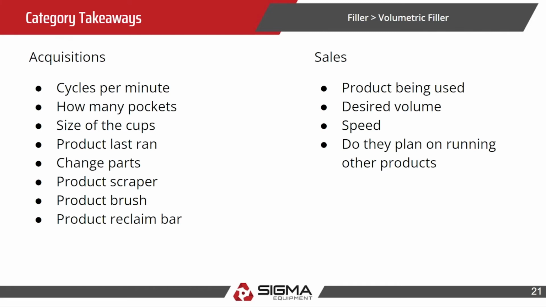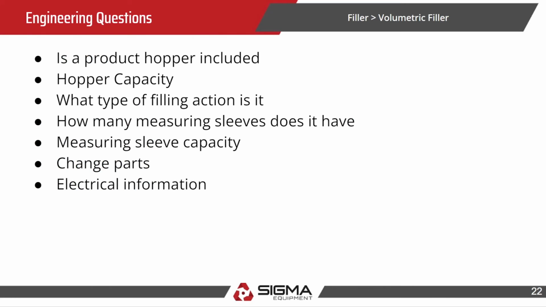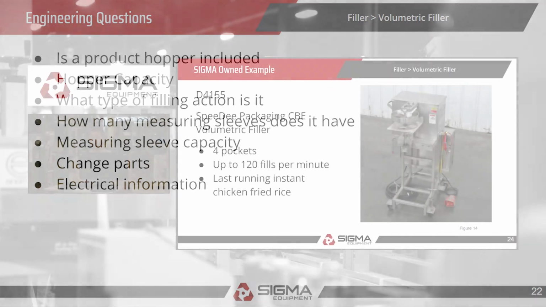Some of the things acquisition is going to look for: cycles per minute, how many pockets, does it come with change parts, product scraper, product reclaim brush. Sales wants to know the product being used, the desired volume, the speed, and do they plan on running other products as well? If they're going to switch it up a lot, you may do an auger filler instead of a volumetric cup filler. Engineering questions can be a lot of stuff acquisitions is looking for. Is product hopper included? Hopper capacity, cup capacity, change parts, electrical information, how many sleeves does it have?